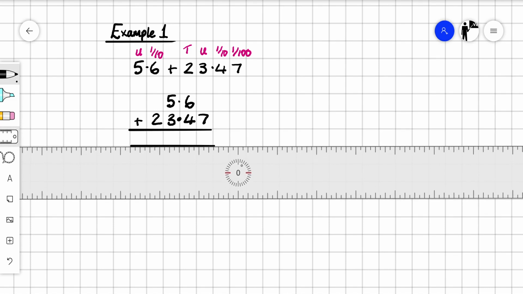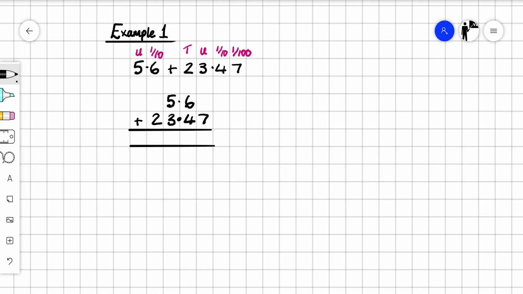First thing we say is, because there's a decimal point in the question, make sure the decimal point goes into the answer. First thing you'll hopefully notice is that this number has 2 decimal places and this number only has 1. We want them to have the same number of decimal places. One thing you need to be aware of is that 5.6 is the exact same as 5.60. This just means there are 5 units and 6 tenths, whereas this means there are 5 units, 6 tenths, and 0 hundredths. So it's the exact same number.